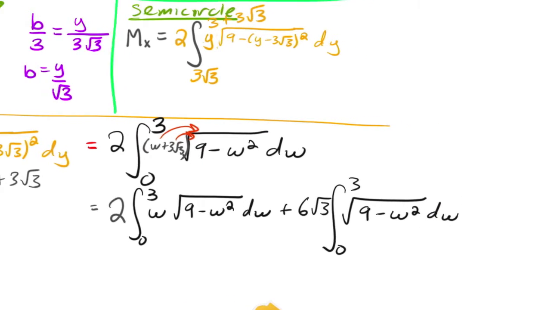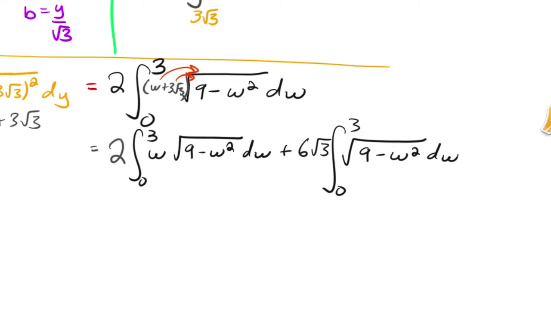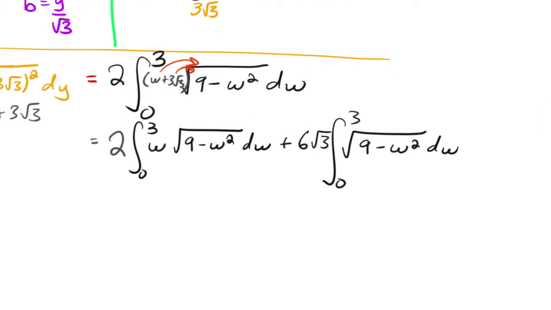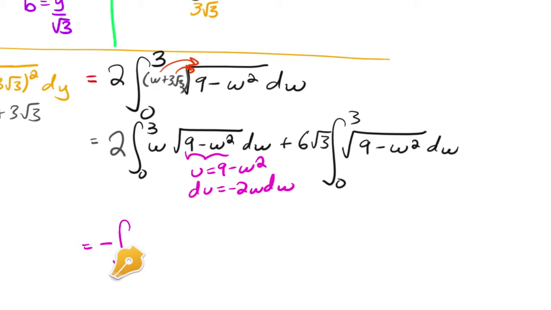Okay, now, let me make a little bit more room here. So here we can do u substitution. u is equal to 9 minus w squared. du is negative 2w dw. So then that means that this is equal to negative the integral of square root of u du.